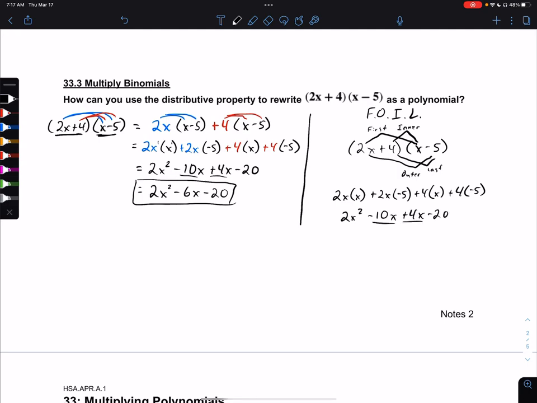And then we want to combine our like terms, and we get the same result, so that's a good sign. But you can use the distributive property, and FOIL really is the distributive property. It's just a way to remember what numbers you're multiplying. So first, outer, inner, last. If you like it, use it. If you don't, just stick with the distributive property as we've done in the last couple examples.